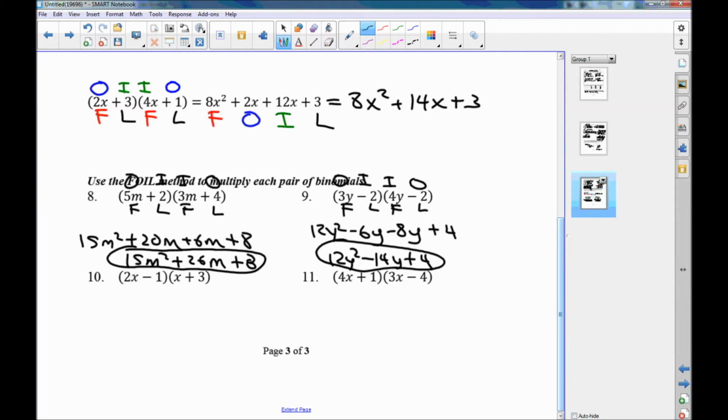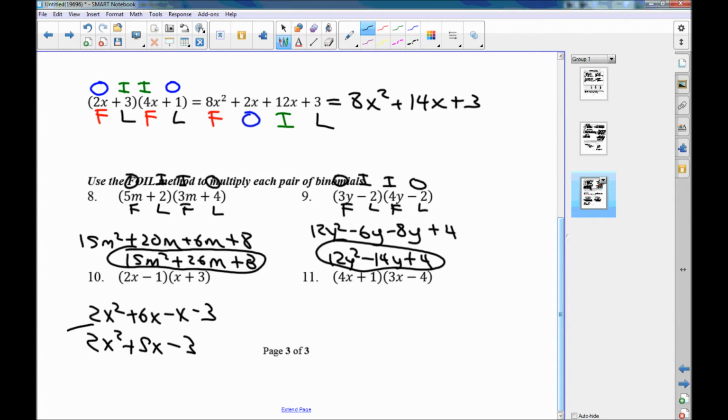Okay. All right, number 10, 2x times x. This is my first terms. This is going to give me 2x squared. 2x times 3, those are my outsides. So this will give me 6x. Inside, negative 1 times x will give me negative x. And last is negative 1 times 3. This will give me negative 3. So combine our inside and outside together. So 2x squared plus 5x minus 3.